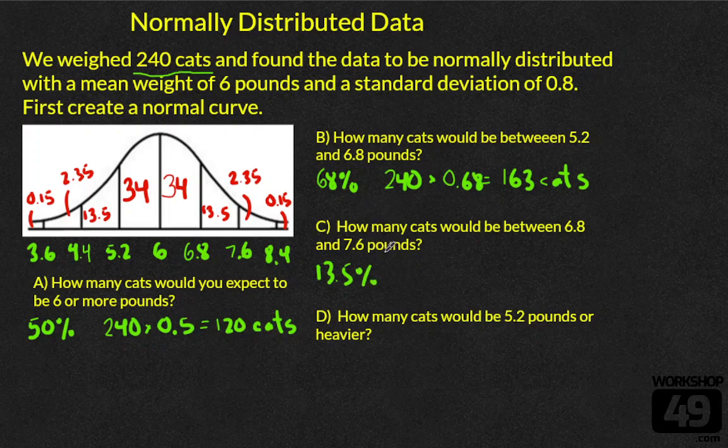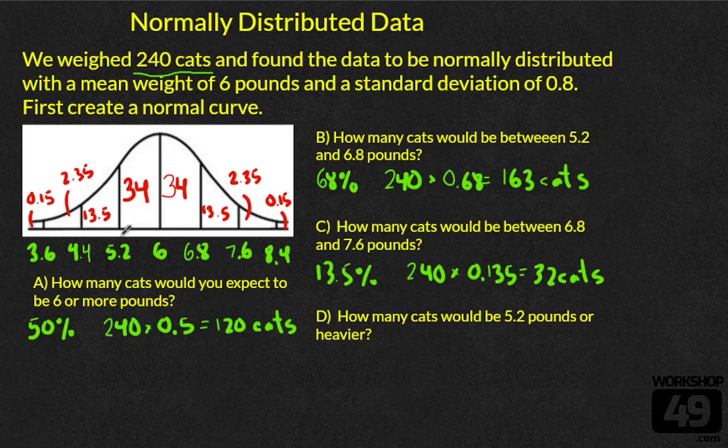13.5%, which we can turn into a number. 240 times, remember to divide it by 100, 0.135, which is going to equal about 32 cats. See how much easier that makes it once these are all cut into little slices? You can do any region you want. Last question. How many cats would be 5.2 pounds or heavier?